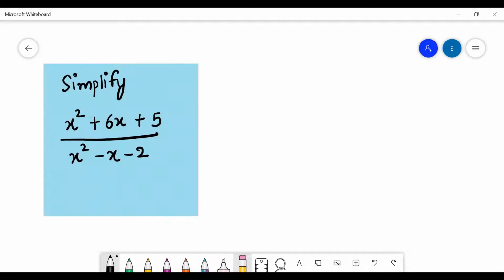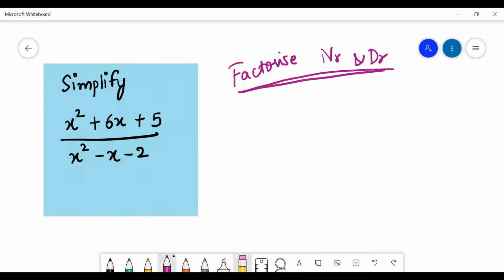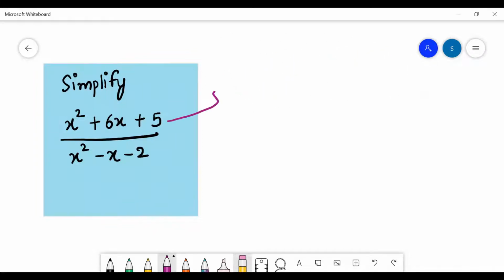Okay, so the next question we have, simplify x square plus 6x plus 5 divided by x square minus x minus 2. So here it might look a little intimidating, but all you have to do is factorize the numerator and denominator and then cancel the terms. That's it. It's as simple as that. So let's start with factorization of the numerator.